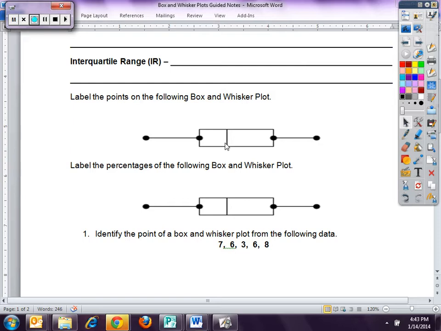So you will know that your lower quartile is always left of your median. And then our inner quartile range. It's basically the range of the box. How big is the box?